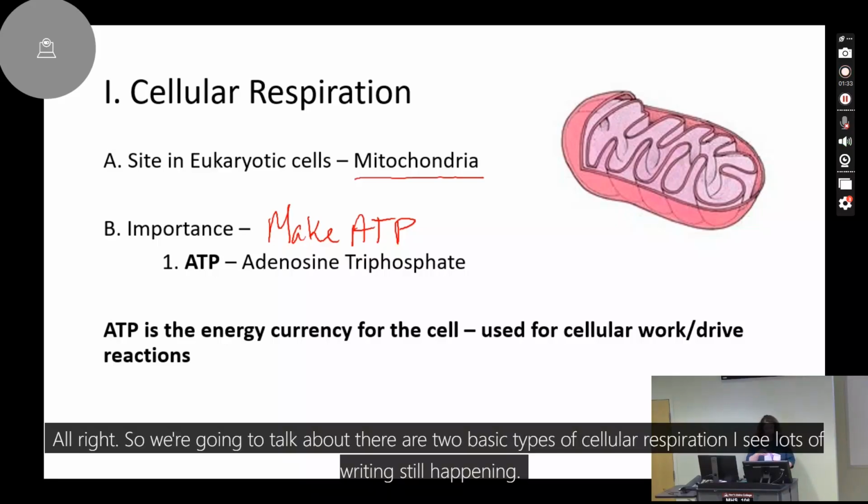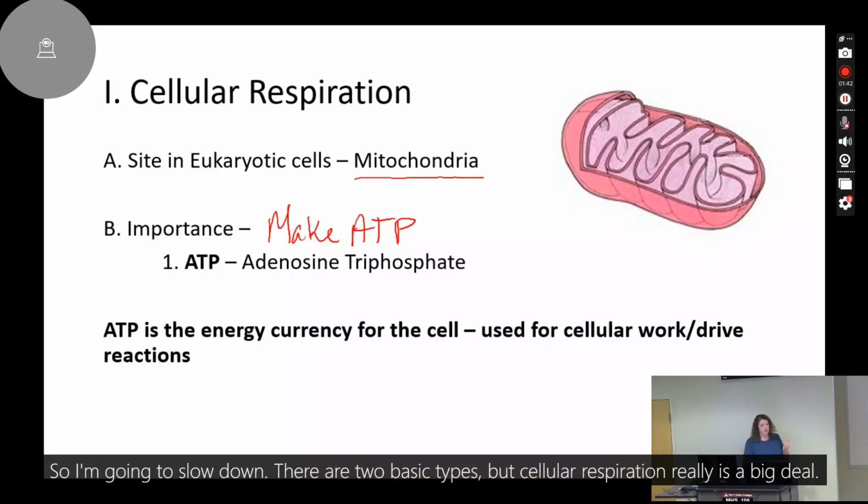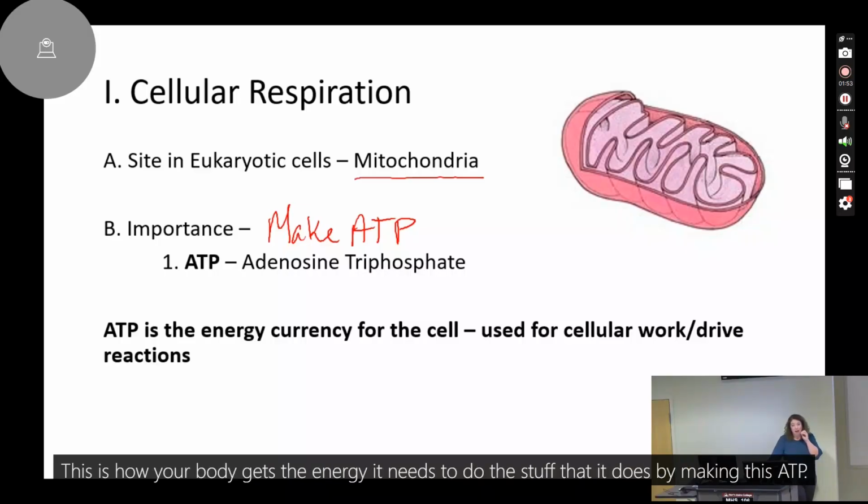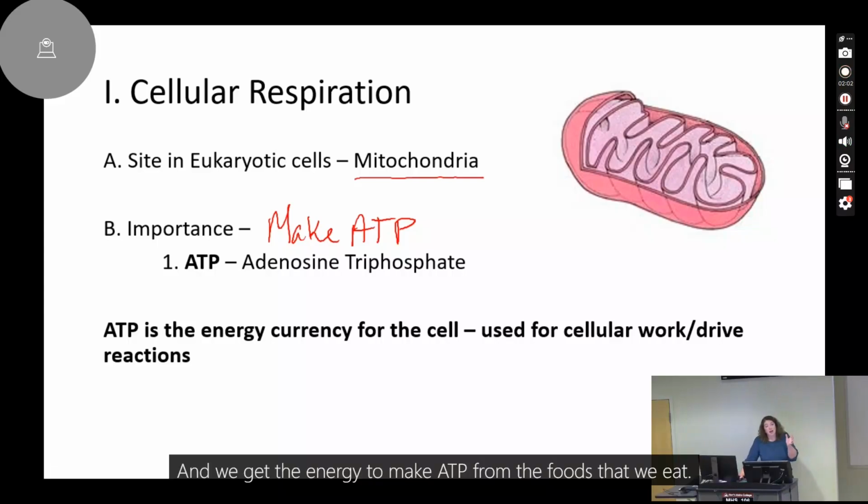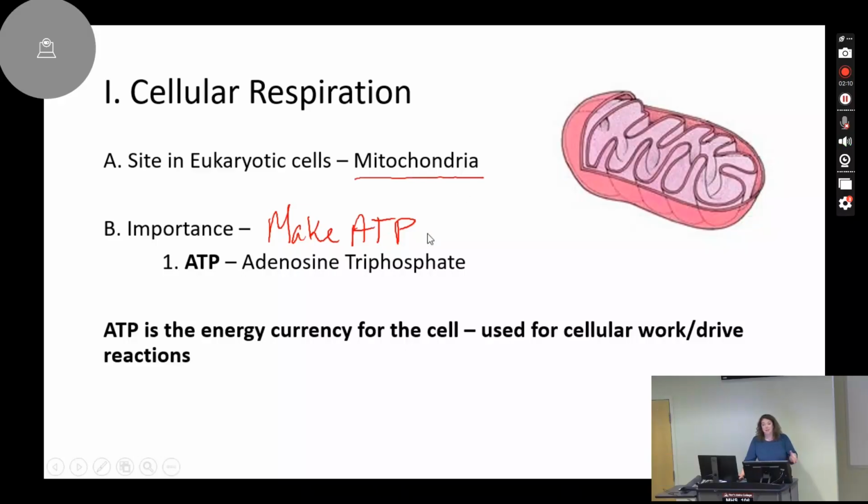All right. So there are two basic types of cellular respiration. I see lots of writing still happening, so I'm going to slow down. Cellular respiration really is a big deal. This is how your body gets the energy it needs to do the stuff that it does, by making this ATP. And we get the energy to make ATP from the foods that we eat. I might have had a lot on the sugar scale this last weekend. So we're going to carry on here.